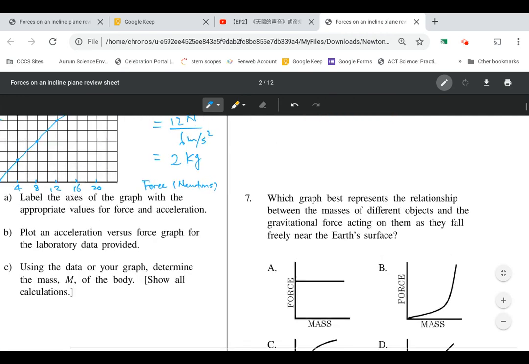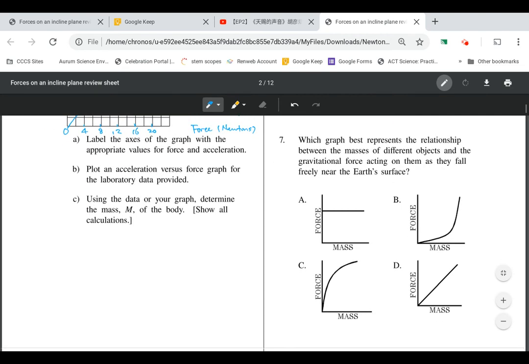Number 7. Which graph best represents the relationship between the mass of different objects and the gravitational force? Okay, again, we have to have our formula. Gravitational force is the weight, right? Weight equals mg. The g is gravity. Gravity is always the same. The mass changes. So if the mass of the object increases, your gravitational force also increases, so they are directly proportional. Your answer is D.